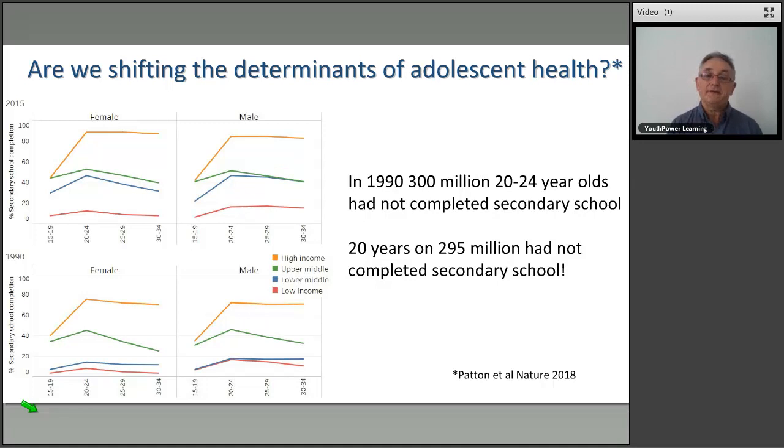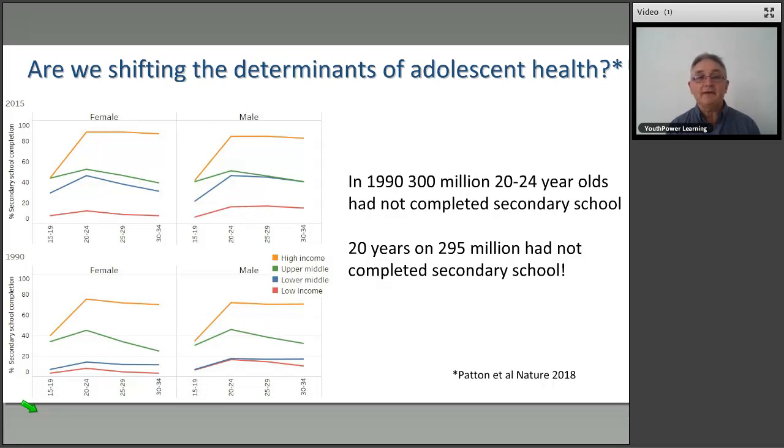So if you ask a question written in a different way, and ask the question, how many 20 to 24-year-olds had not completed education in 1990, the number was 300 million. 25 years on, that number who had not completed education in the 20 to 24-year-old age group is 295 million. Not much change over 25 years, even though we are educating more adolescents today than we were back 25 years ago.